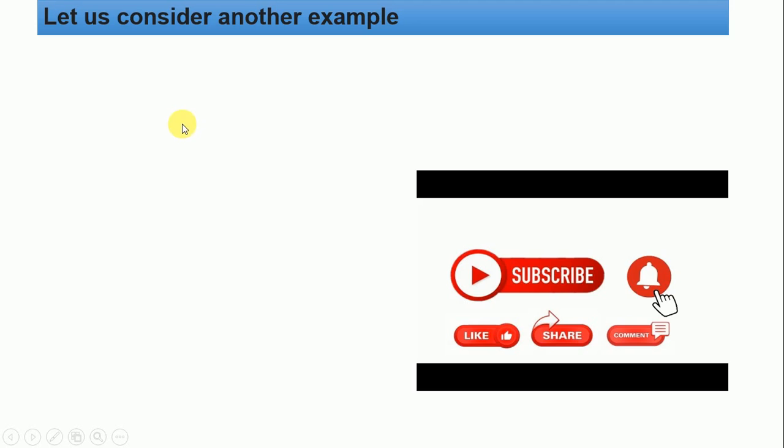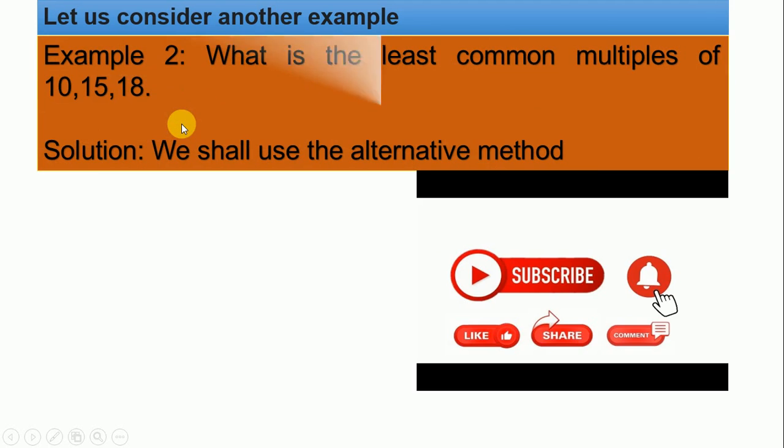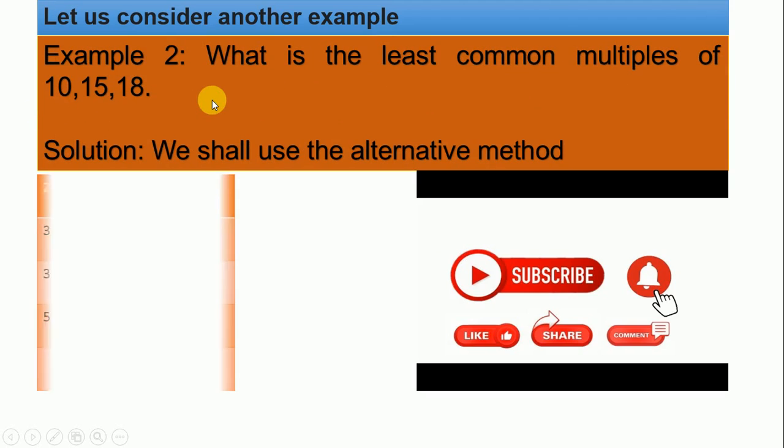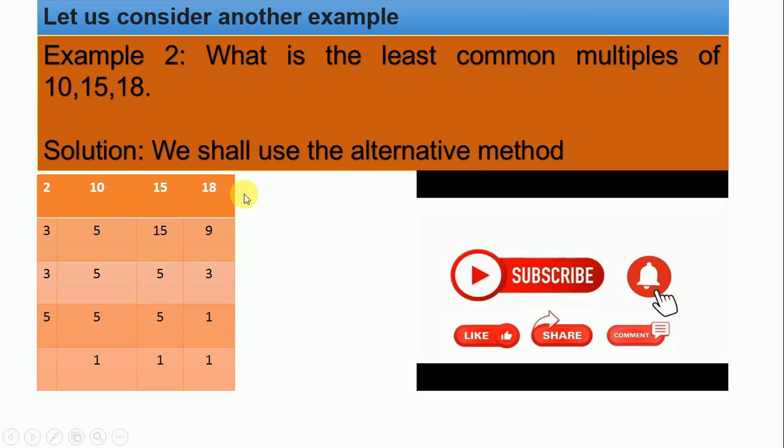So let's look at another example. In this example, we are looking at the least common multiple of 10, 15, and 18. We shall use the alternative method. So we have 10, 15, and 18. The lowest prime number we are using is 2. 2 in 10, 5. 2 doesn't go in 15, you have 15. You write that. 2 goes in 18, which is 9.